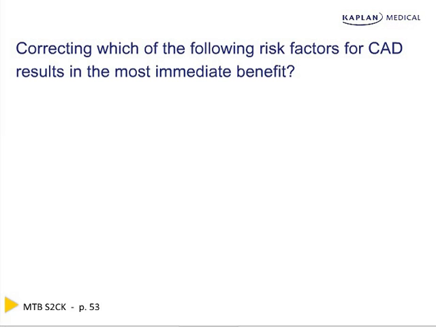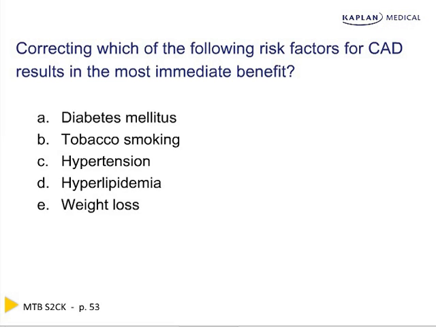Correcting which of the following risk factors is going to result in the most immediate benefit? That's the key word here, immediate benefit. Stopping smoking results in the greatest immediate benefit. If you stop smoking, your risk starts to go down literally 10 minutes after you stop smoking.